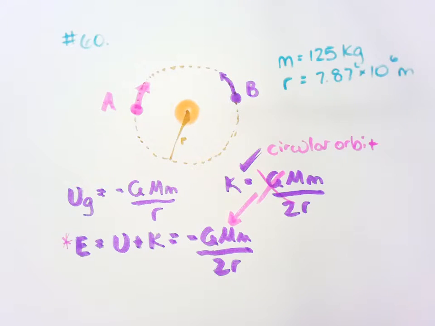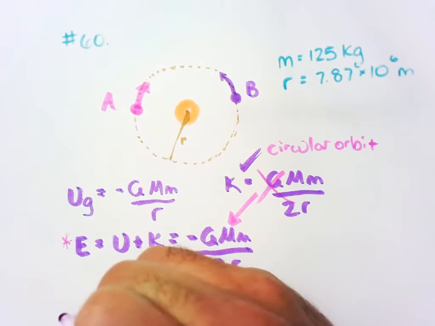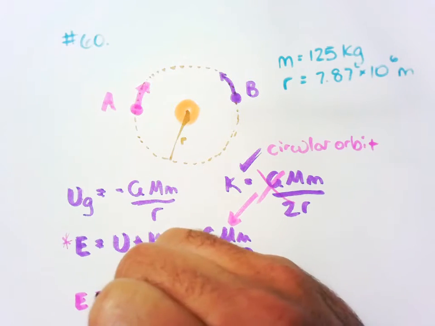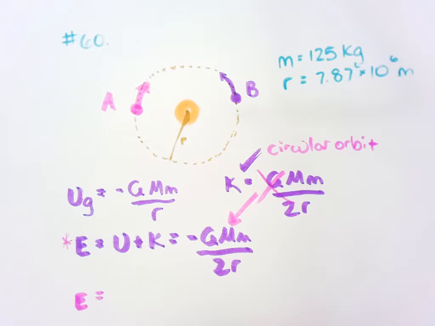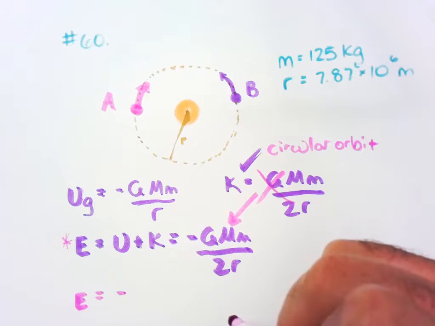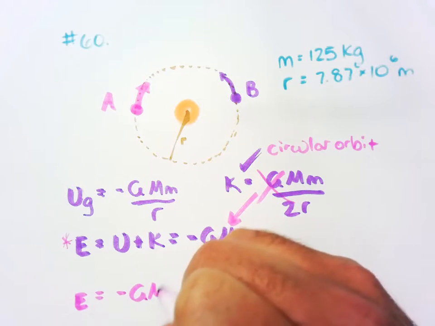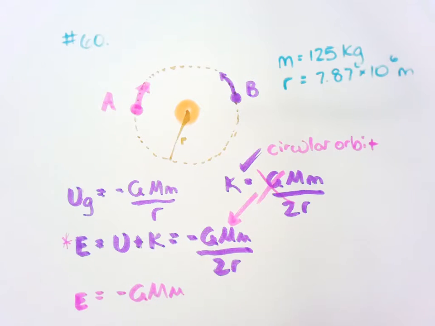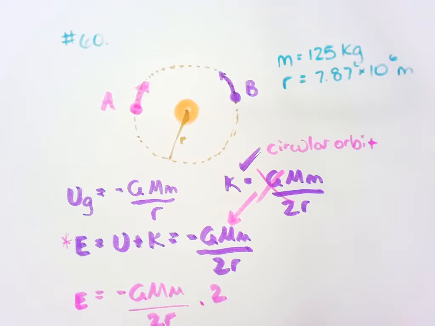I'm ready at this point to plug some numbers in. The total energy in the system is going to be equal to negative G big M little m, where big M is the mass of the Earth and little m is the mass of the satellite, over 2R, but we multiply that by 2 because there are two objects. So the 2's go away, and I just have negative G times the mass of the satellite times the mass of the Earth, divided by R.